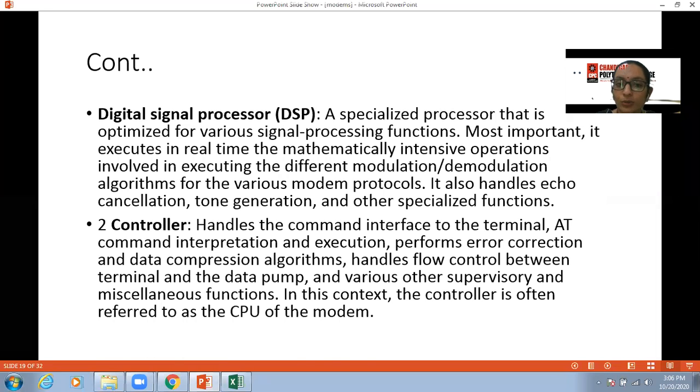Next one is our controller. The work of the controller is to handle the command interface to the terminal, command interpretation and execution, perform error correction and data compression algorithms, handle flow control between the terminal and data pump, and various other supervisory and miscellaneous functions. So the controller is often referred to as the CPU of the modem.